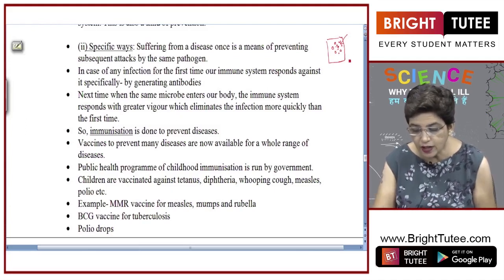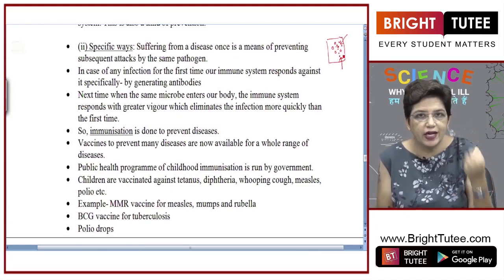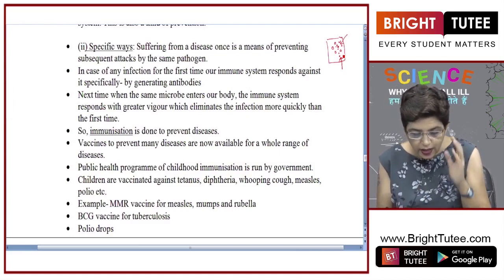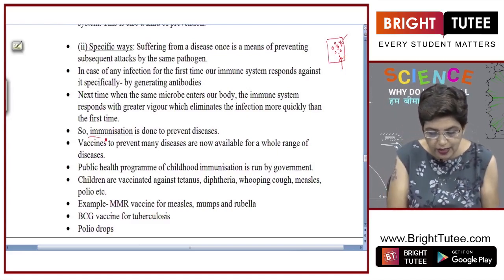Right? But when this microbe enters in future, the antibodies are already ready. They are there in the body to fight off the disease. Okay, this is the basis of immunization.